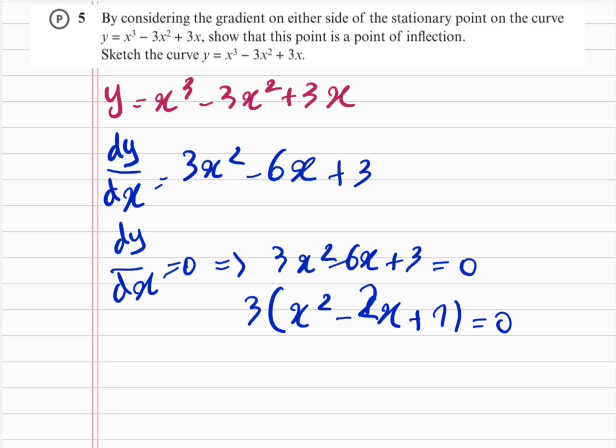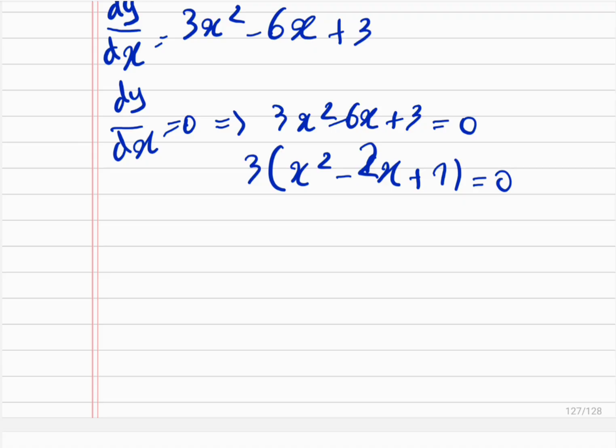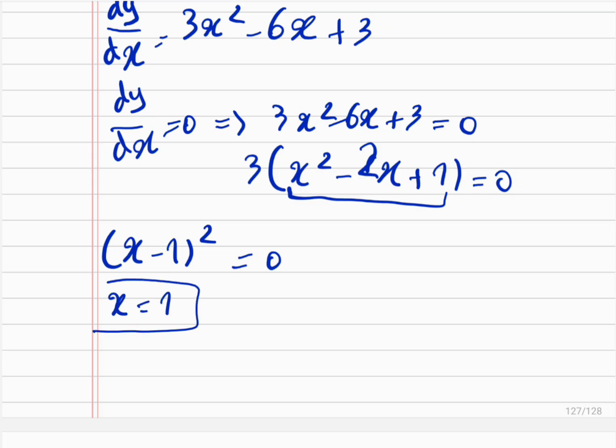And then we can first divide both sides by 3 to get rid of the 3. And then this expression is just an identity, because this is equal to (x minus 1) squared equals 0. So this means the solution to this equation is simply 1. x is equal to 1. So 1 is the x coordinate of the stationary point. To find the y coordinate, we just substitute 1 into the equation.